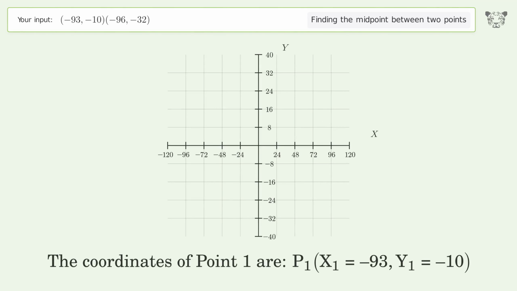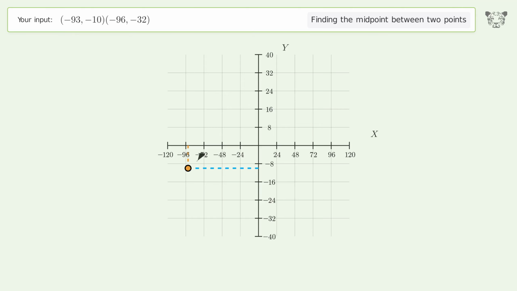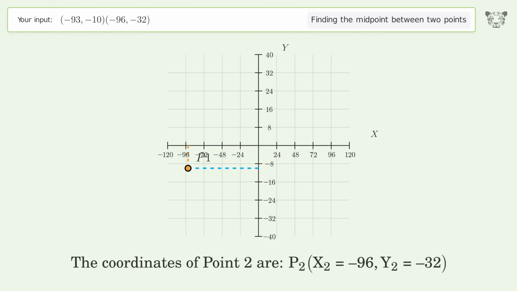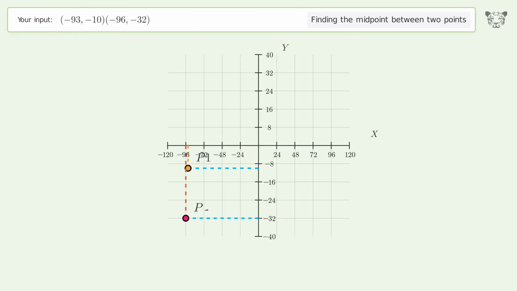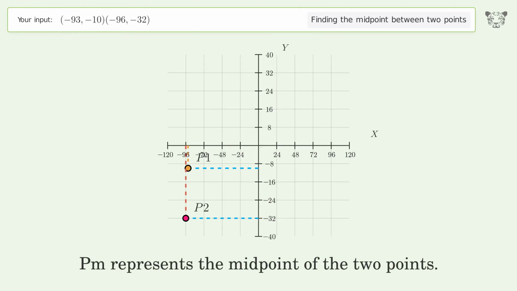The coordinates of point 1 are, x1 equals -93, y1 equals -10. The coordinates of point 2 are, x2 equals -96, y2 equals -32. PM represents the midpoint of the 2 points.